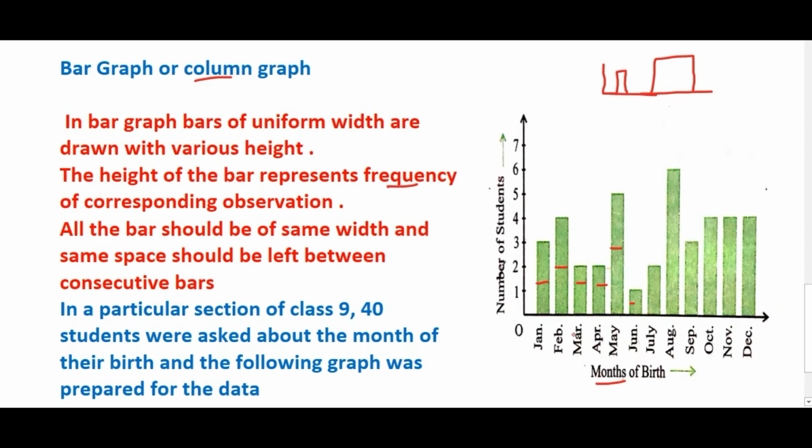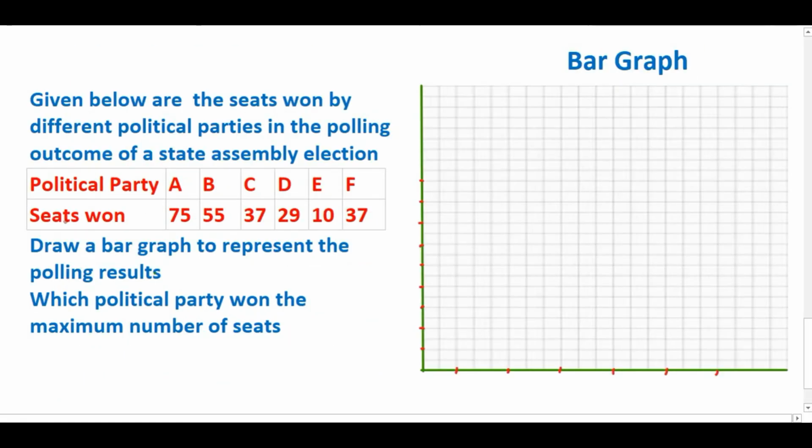So this is how the bar graph looks, and the other name of bar graph is column graph. And in a bar graph, bars of uniform width are drawn with various heights and all the bars will be of equal width, but the height will be different. Height represents the frequency of the corresponding observation and there will be the same space in between these bars. Now let's see how to draw the bar graph. So here is the question. Given below are the seats won by different political parties in the polling outcome of a state assembly election.